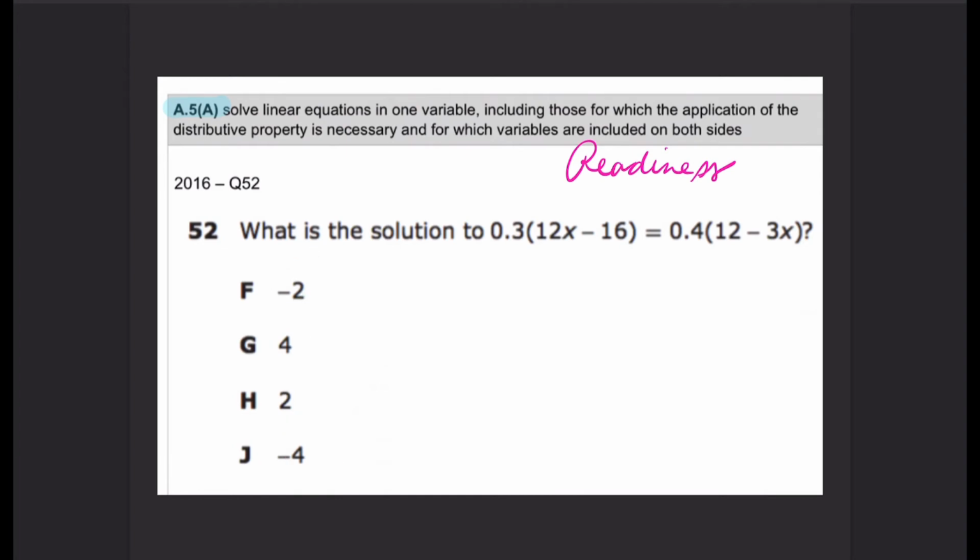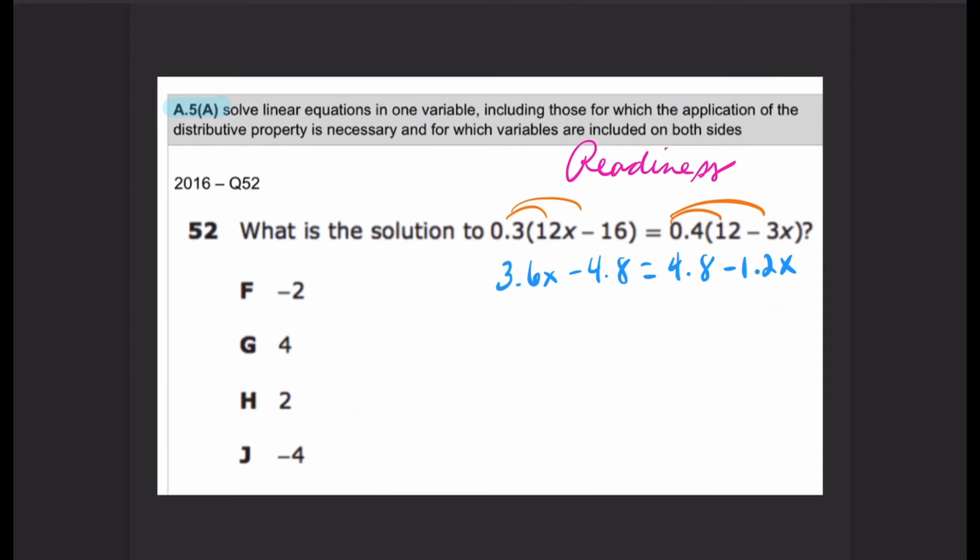The Algebra 1 way is you distributing and solving, and the last way is you graphing the left side, graphing the right side, finding the point of intersection on the calculator. So let's do it both ways. 0.3 times 12 gives me 3.6x. 0.3 times negative 16 gives me negative 4.8. On the right side, 4/10 times 12 gives me 4.8, and 4/10 times negative 3x gives me negative 1.2x.